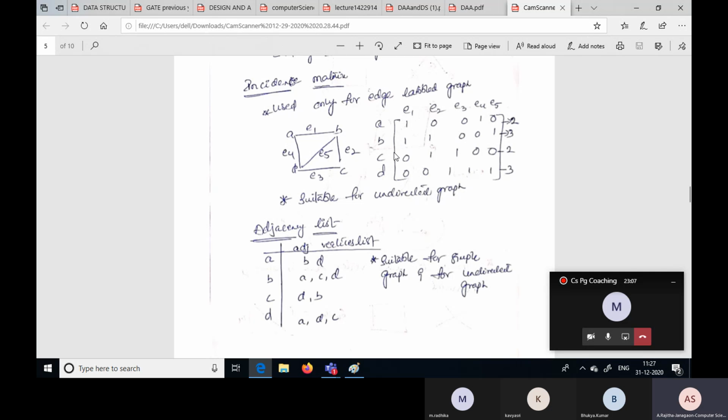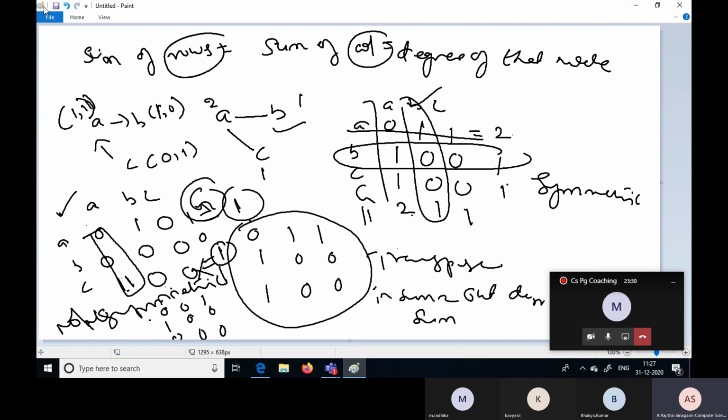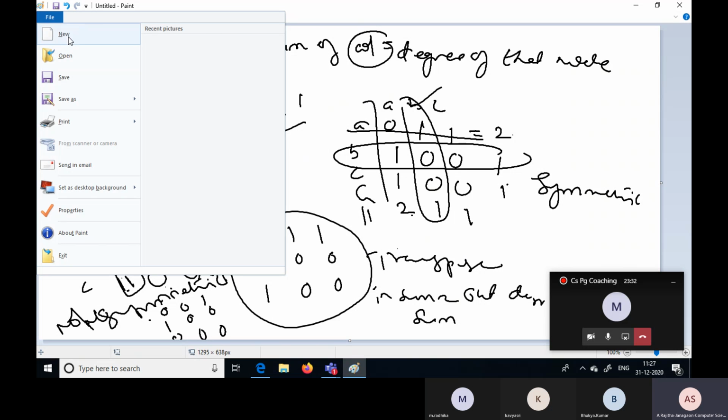Okay, now coming to D. From D, there are edges to A, to B, and to C. Those edges are E4, E5, E3. So in those columns only ones, and remaining all are zeros. So this is the incidence matrix. Now, we know the adjacency matrix. You can write your own incidence matrix for this.